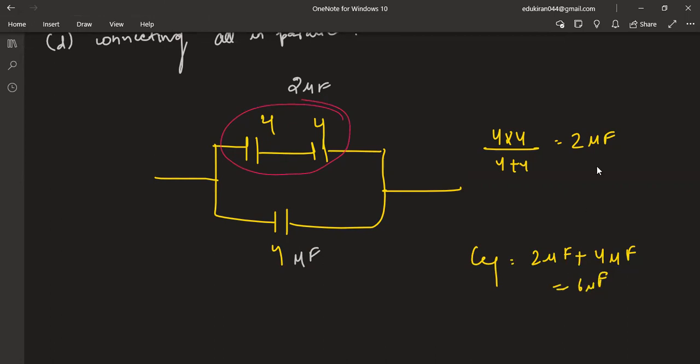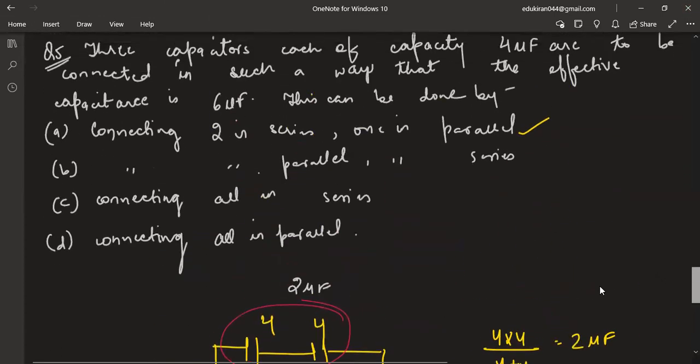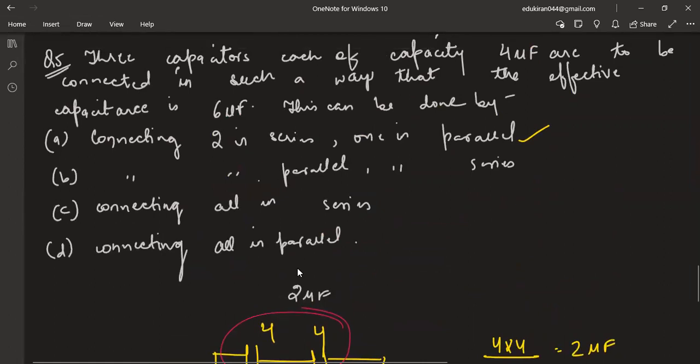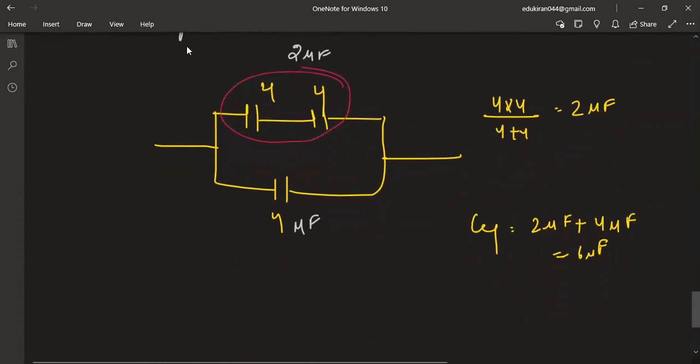So this was an easy question because your answer was in option A. Had it not been option A, we would have then tried B, then C, then D. This is how you try in such types of questions. Note this down.